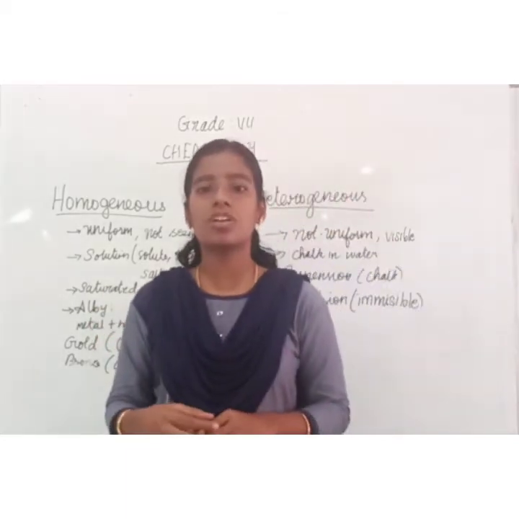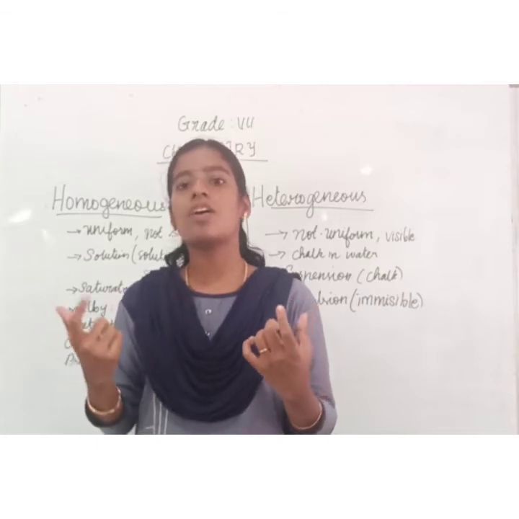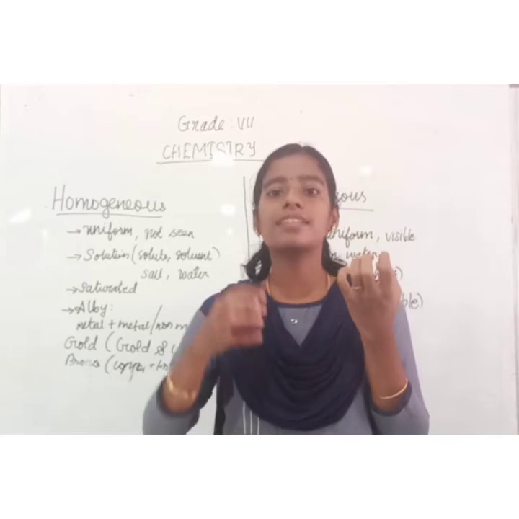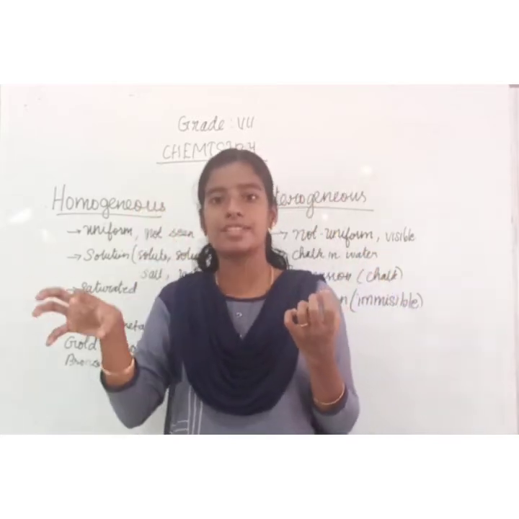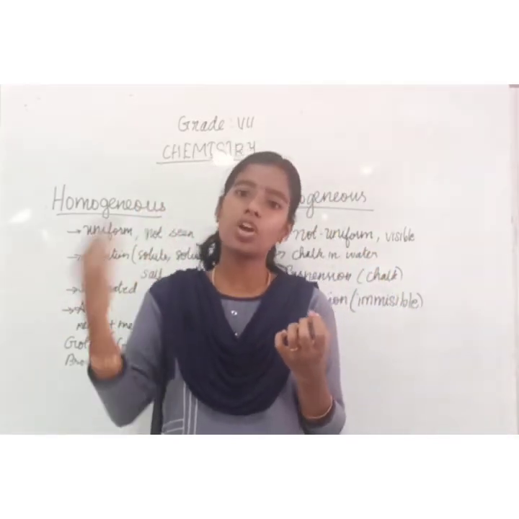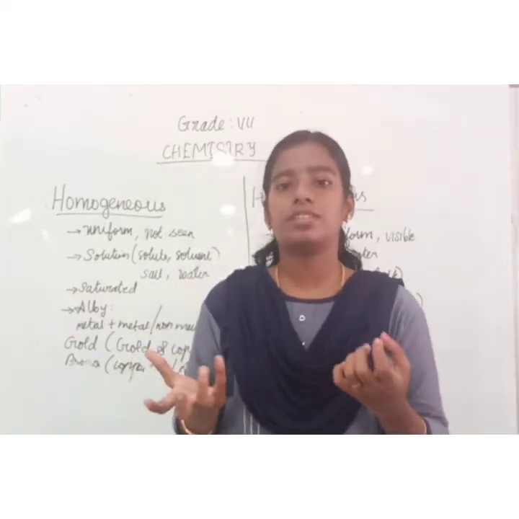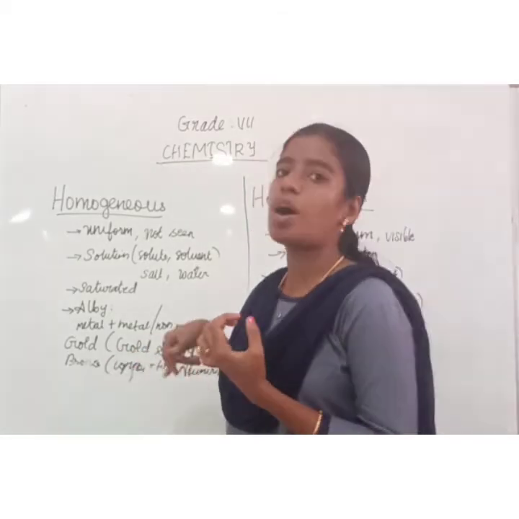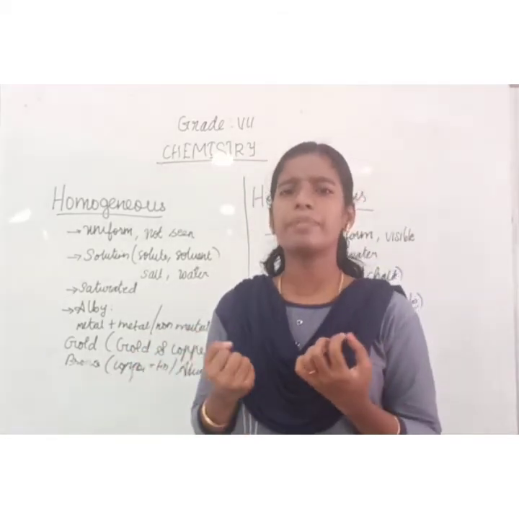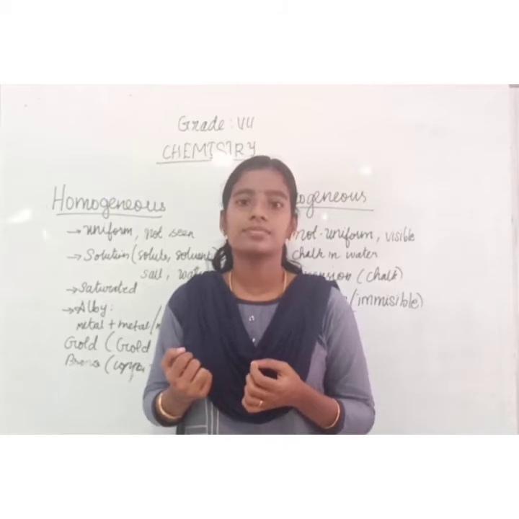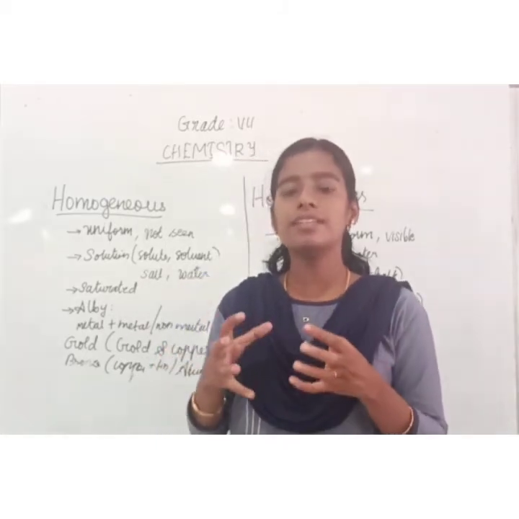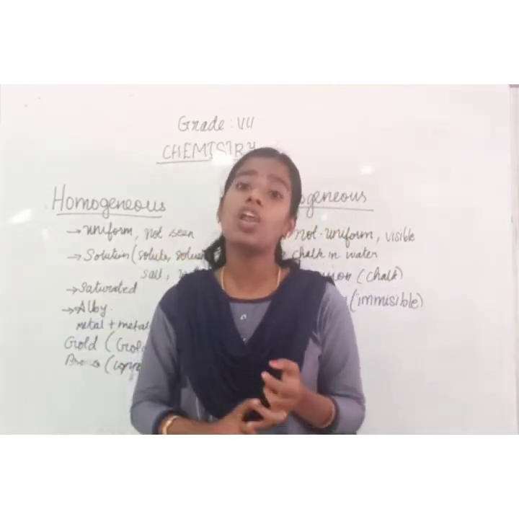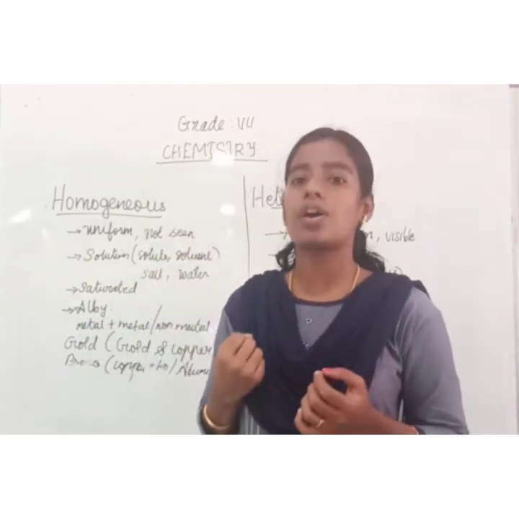Then the next one is alloy. Alloy is a mixture of metal with metal or metal with non-metal. A metal should be there. This metal can be combined with another metal or it can be combined with non-metal. For example, gold. Gold is an alloy of gold and copper. How do they make gold? They combine gold and copper, then melt them again and get the alloy of gold. From that we can make ornaments.